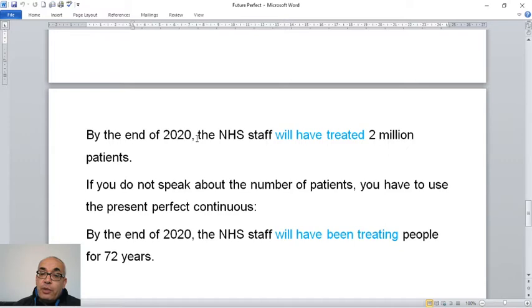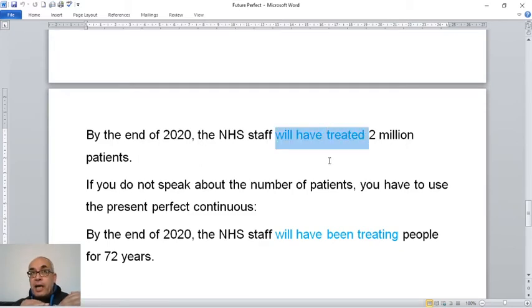Or by the end of 2020, again, the NHS staff will have treated 2 million patients. This means NHS staff, I'm speaking about the UK here, they've got NHS. So NHS staff will have treated, so this is future perfect. And this means from this moment in time, which is present, until the end of 2020, the NHS staff will have treated 2 million patients. So will have treated is future perfect.